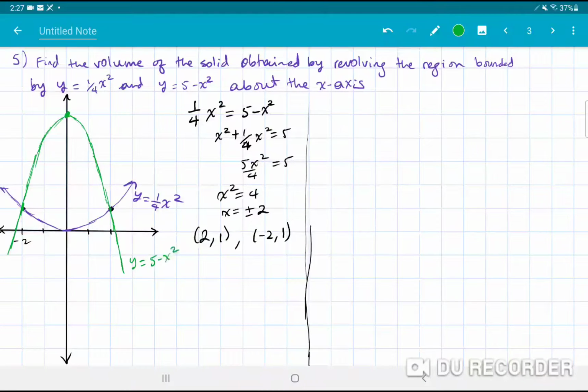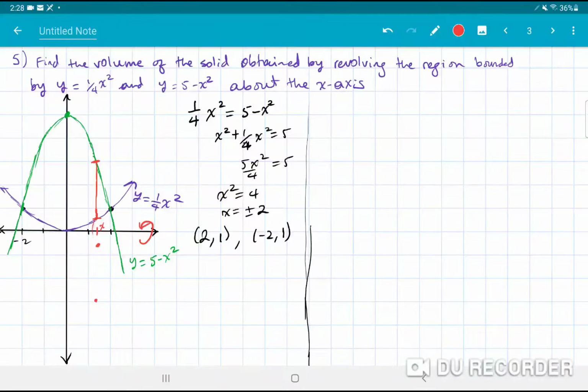Now, this is the time when we pay attention to the axis of revolution. So now we have the graph properly done, and we're revolving it about the x-axis. We're going to take a generic x between minus 2 and 2 and make a segment, and we're going to revolve this segment. So this far out from the x-axis up to this far out from the x-axis.